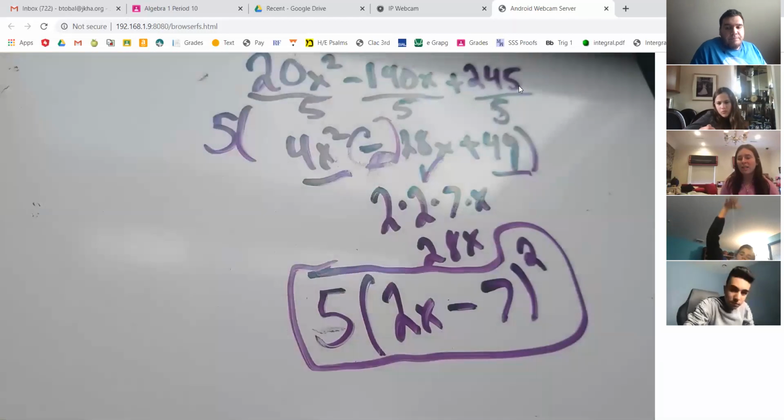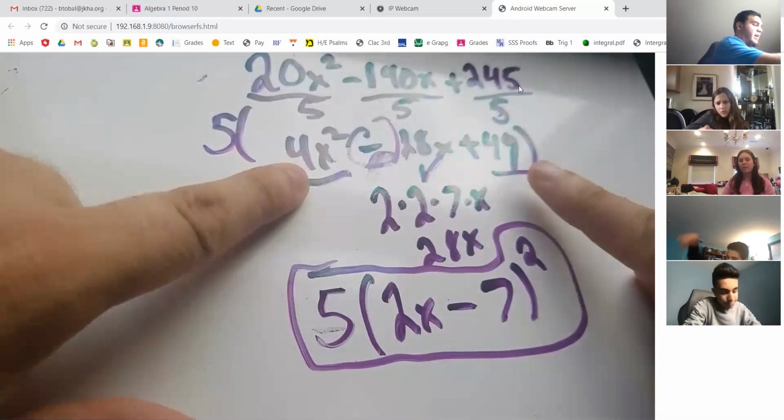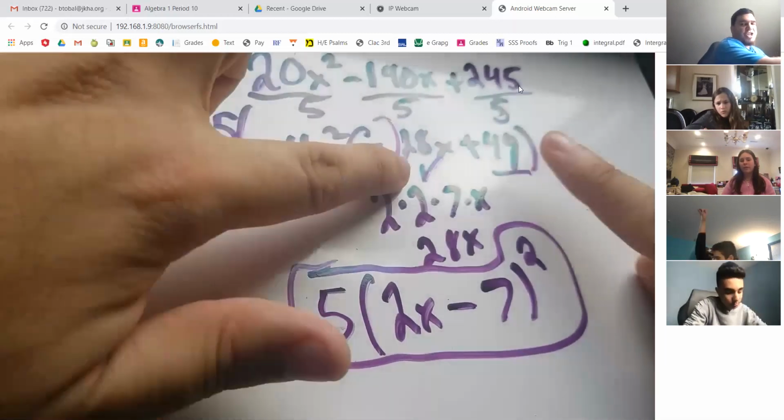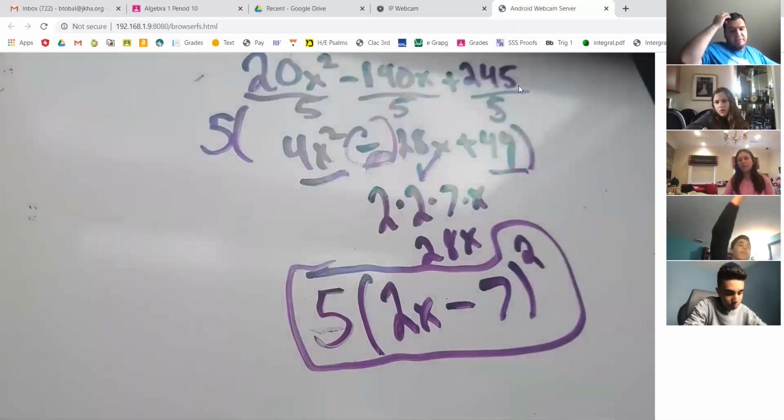Wait, so everything needs to be a perfect square, and then you do the second step, and then you do the rest? Like 4, 28, and 49 all have to be perfect squares? The outsides have to be perfect squares, so 4x squared and 49. The inside is your check-off. They have two different jobs, if that's what you're thinking of.